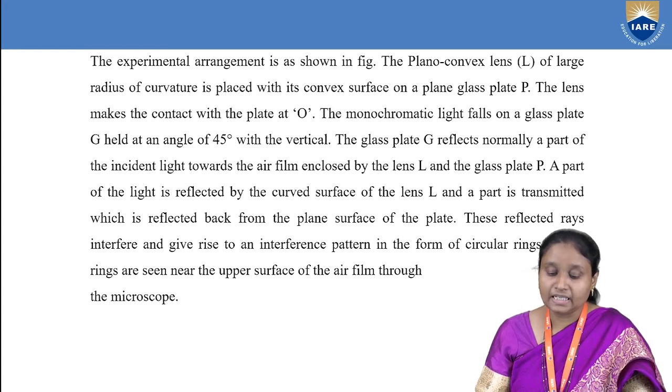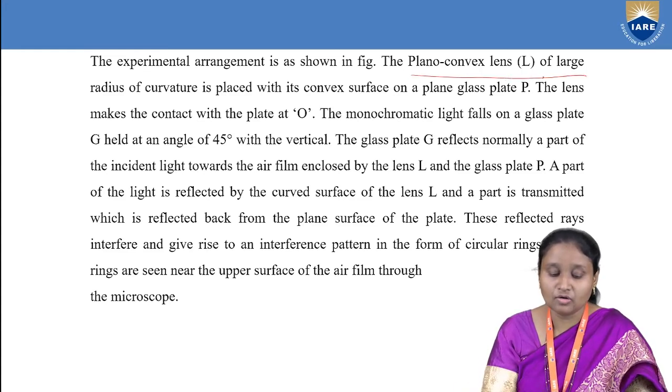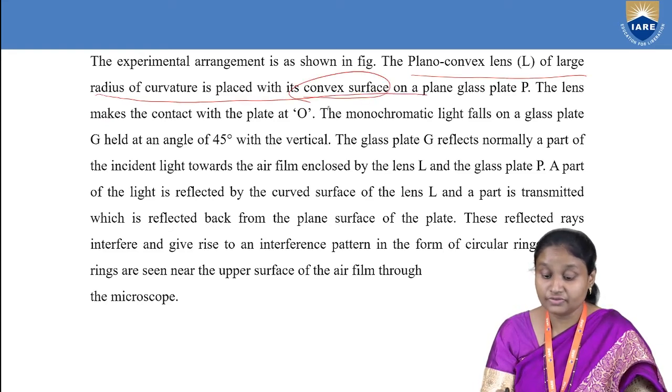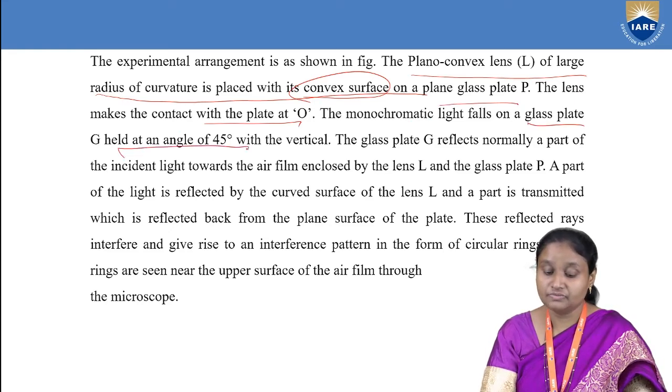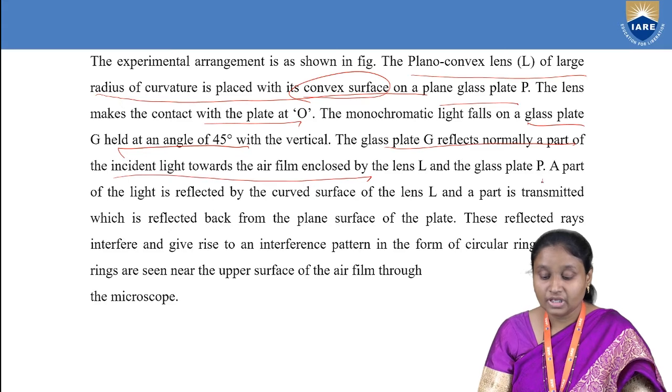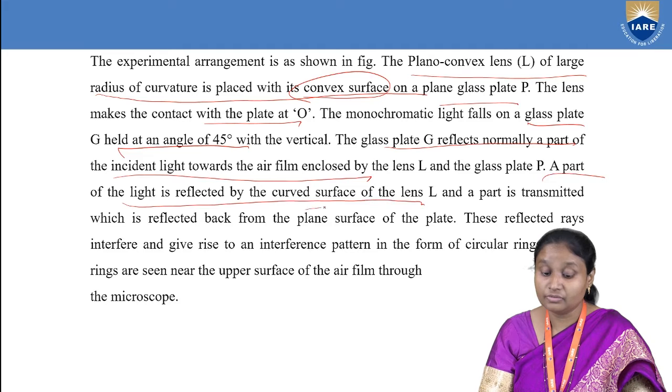So this is our experimental arrangement, as I have just discussed. We have our convex lens of radius of curvature R, and the convex lens is kept with its convex surface on a plane glass plate. They are in contact at point O, where the thickness of the film is 0. Then we keep one more glass plate held at 45 degrees inclination with respect to this monochromatic light, so that we can make our light fall normally on this air film. And once we get reflected light, we are going to collect light reflected from the curved surface, and of course light reflected from the plane surface of the plate.